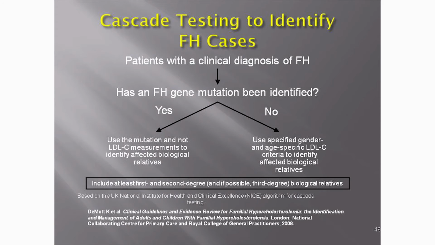Next is cascade testing to identify FH patients. And if you have a patient with a clinical diagnosis of FH, you can go one of two ways. You can go the genetic route or you can go the clinical route. If you've made the genetic diagnosis, then you can cascade screen with genetics. If you haven't, if you've done it clinically, then you can cascade screen, as I've discussed before, using the 3 different sets of criteria that we've already discussed. So diagnosing FH is easy.